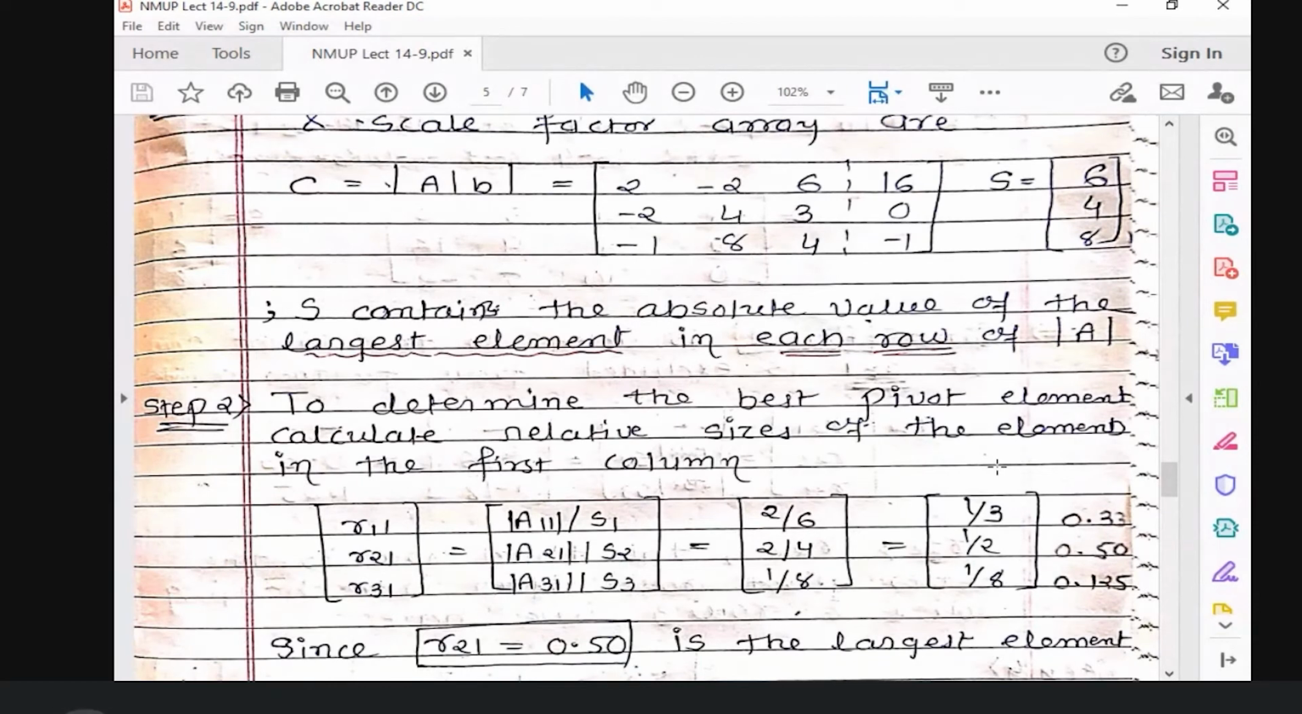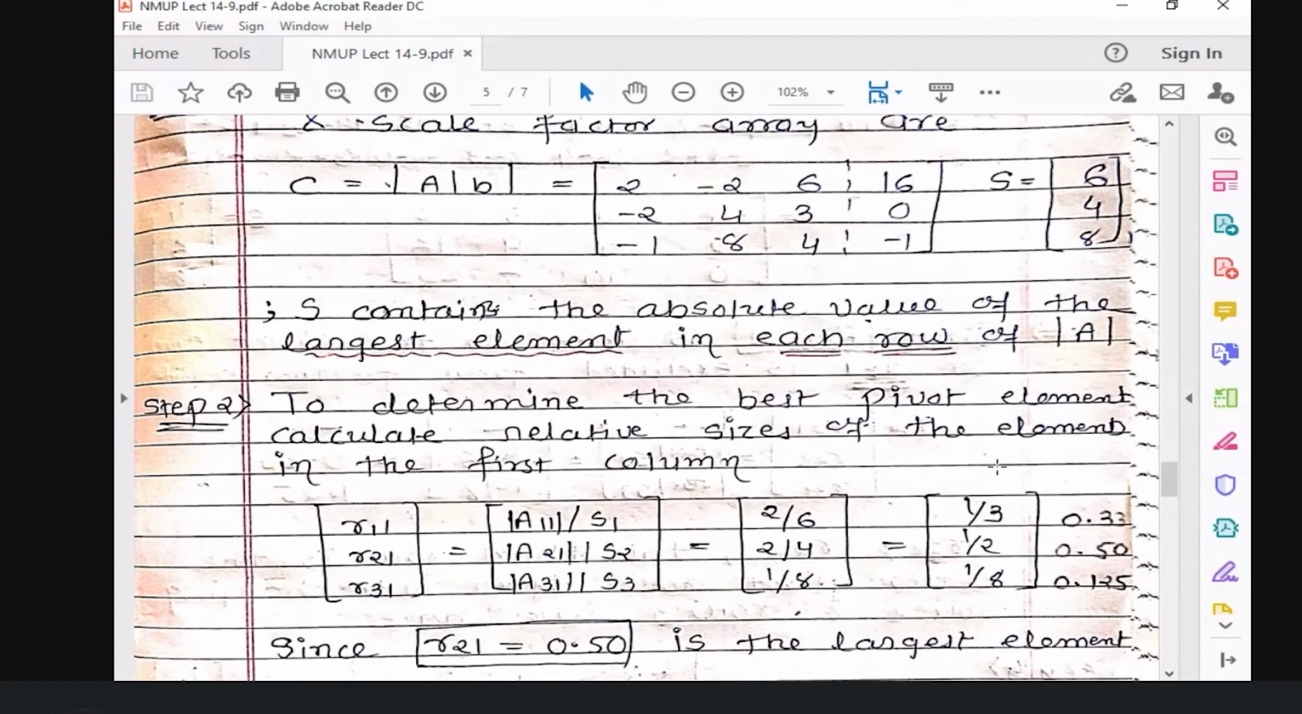And then A31 by S3. A31 is equal to minus 1, but if we write it this way, we will make it positive, that is 1. 1 by 8, which is equal to 0.125. So in the first step, you have to write down the augmented coefficient matrix as well as calculate the scale factor of each row. Then in the second step, you have to identify the best pivot element, and for that, you do the calculation of the first element of each row.